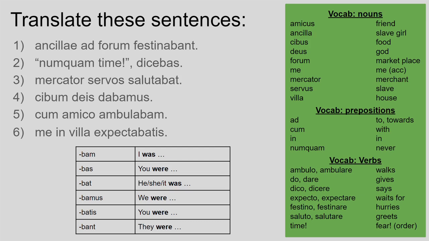Finally, in number 6, the verb is again at the end. Batis is the second person plural imperfect ending. This is you plural were waiting for or used to wait for. Either works in this case. In villa is straightforward, in the house, and me is the accusative of the pronoun ego. So the verb's happening to me. So altogether, you were waiting for me in the house. Or you used to wait for me in the house.